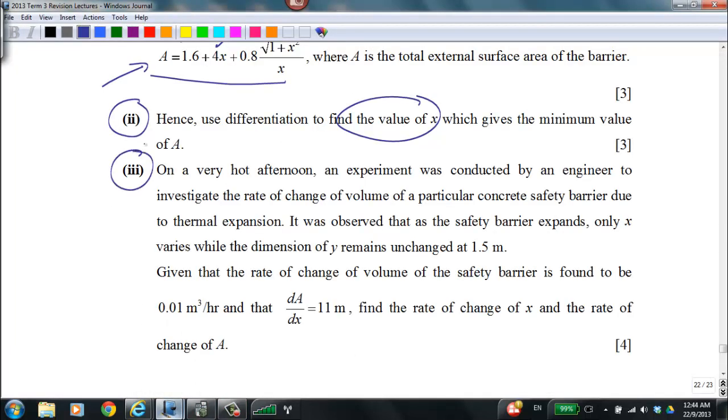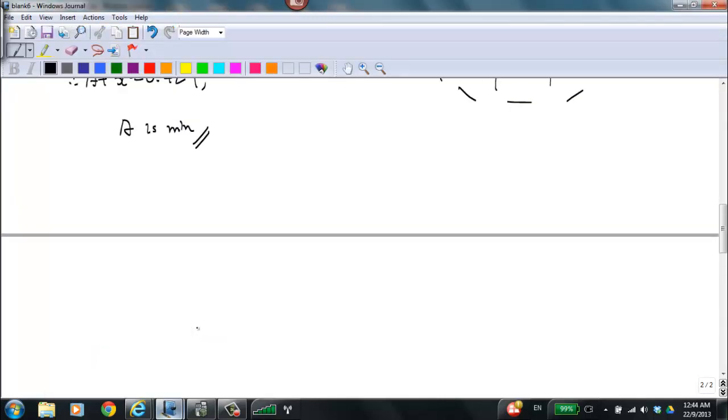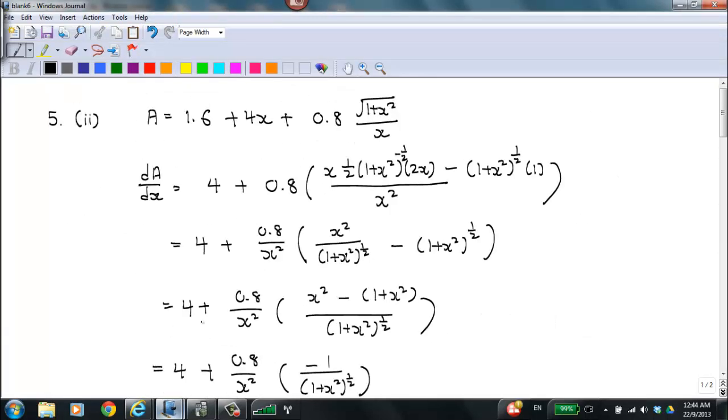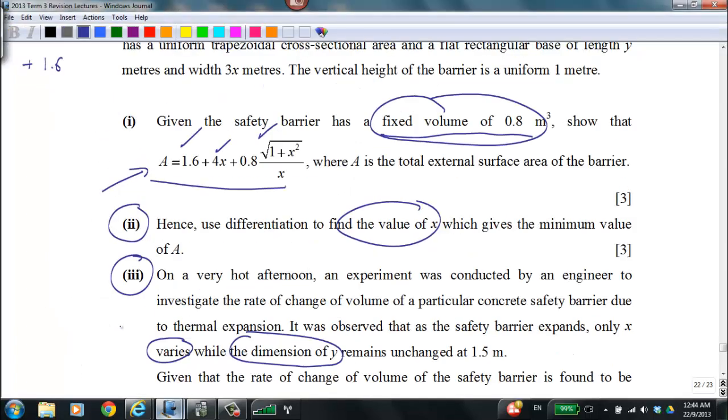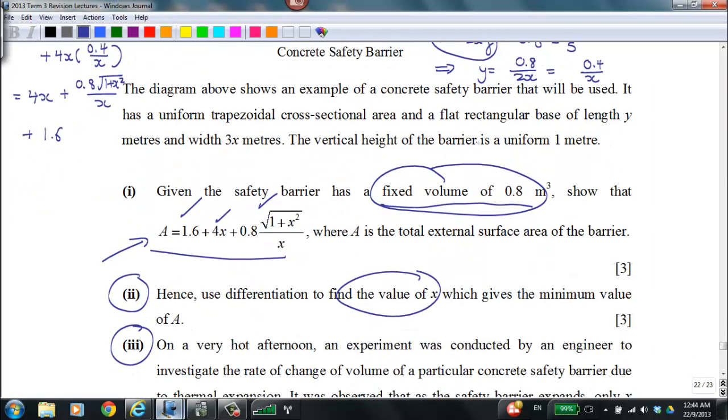For the very last part of this question, we are looking at the rate of change of volume due to thermal expansion. It is observed that as the safety barrier expands, only x varies, while the dimension of y remains unchanged at 1.5 meters. What this is trying to tell you is that if you return back to what we did just now, we know that the volume looks something like this: V equals 2xy.